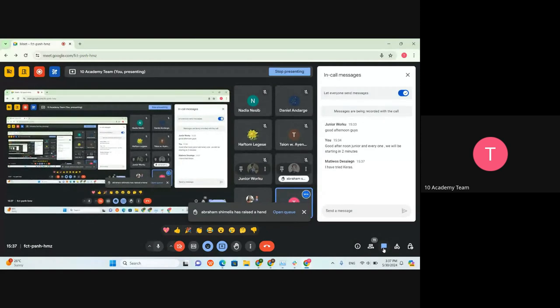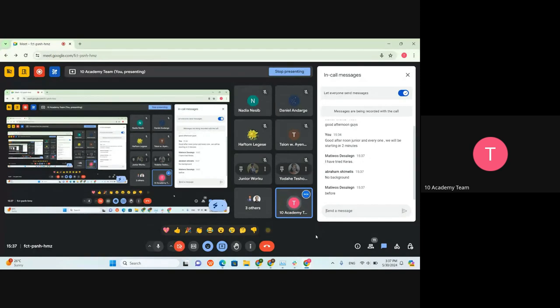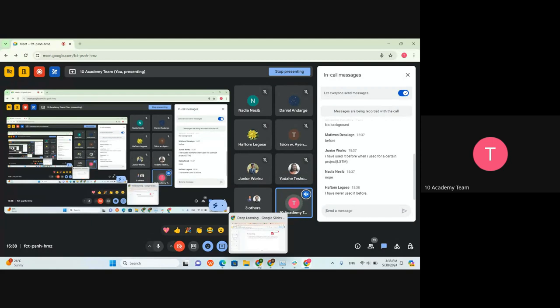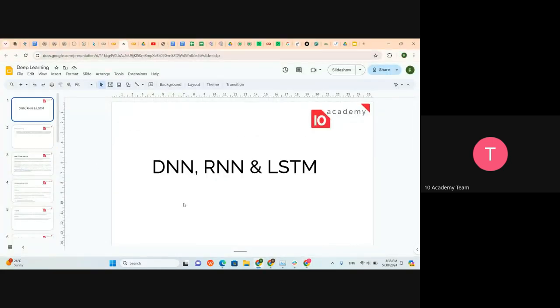I've tried Keras. Okay, Matthias, is this for this training, for this week's project, or before that? Have you tried neural networks before that? Until Matthias can write, no background before, okay, very nice. No background, Abraham, okay, you just write. Other people? Maybe Haftom, Yodahi, Nadia, Daniel? I've used it before for a certain project, LSTM. Okay, if you've used LSTM, it means you're somehow very familiar with neural networks. Maybe Daniel, I can see Daniel here. I've never used it before. So, okay. Thank you. So some of us are somehow familiar and some of us are not.